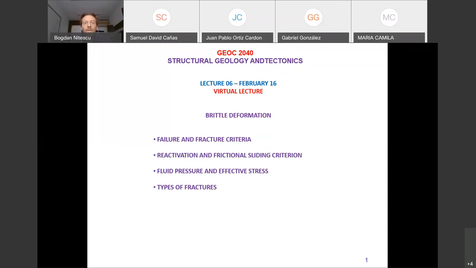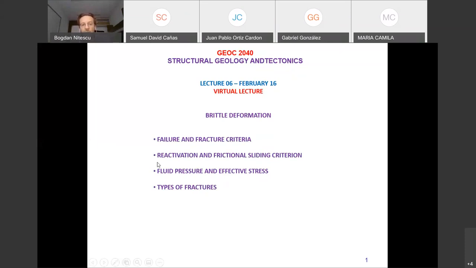Yeah, so that's the idea of criteria. What are the criteria for materials to fail and fracture? And Coulomb did some experiments, and if you remember, we saw something like a straight line. So we are going to continue with this criteria. It's not only the Coulomb criterion, I'll explain to you in a bit.